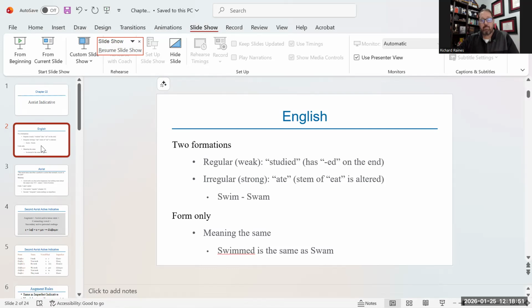So the meaning is essentially the same, and we're going to make up a word here. Swimmed, not a word, but if you add ed to swim, swimmed is the same as swam. So eated, which is not a word, would be the same as ate. It's just that they're formed differently, based on phonetics, based on grammar rules, things like that.